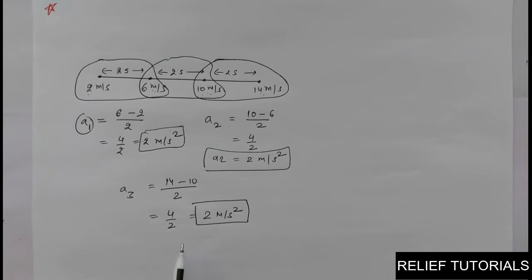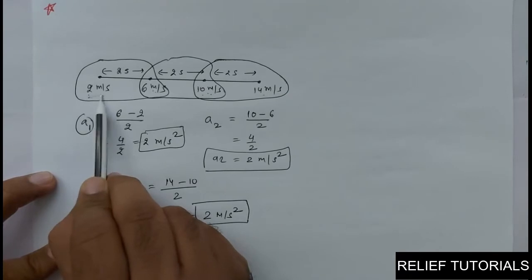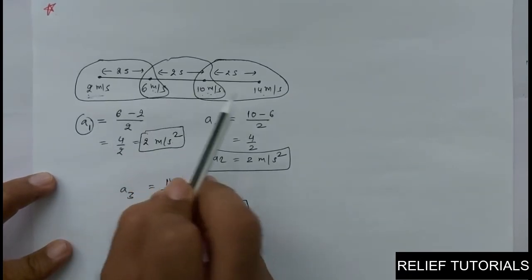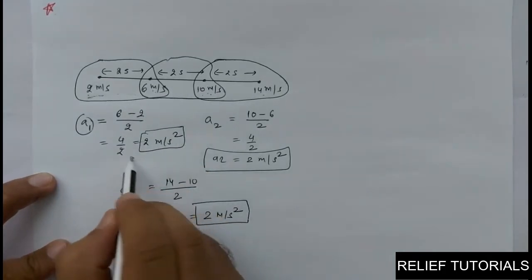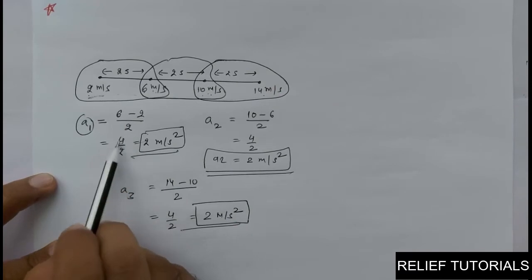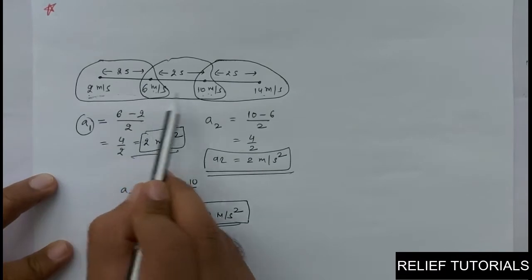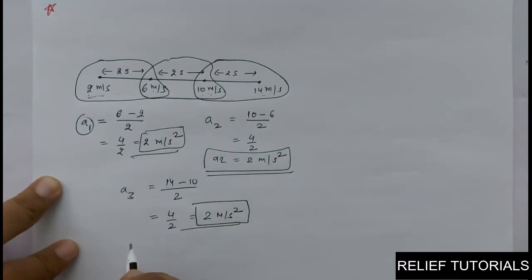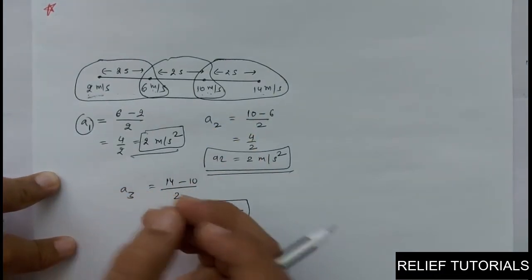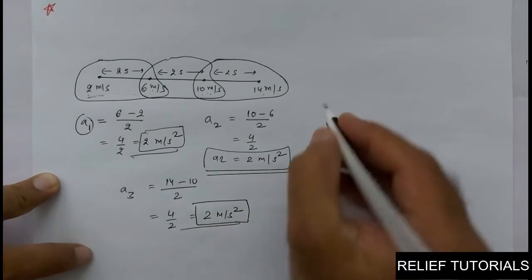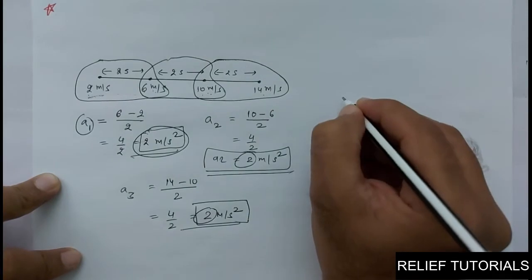If you see in all these cases, look at the example again: 2 meter per second is the velocity here, then becomes 6, then 10, then 14. So there is a change in velocity, yes, but the change is constant. Obviously velocity changes, we can see 2, 6, 10, 14. Velocity is not constant. Velocity increases continuously, but the increment in the velocity per second remains constant. So here acceleration is 2, here acceleration is 2, here also 2. So here acceleration is constant.